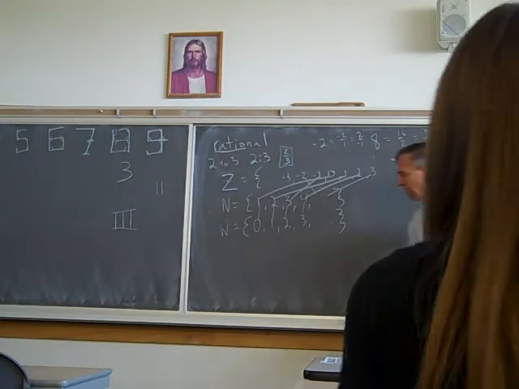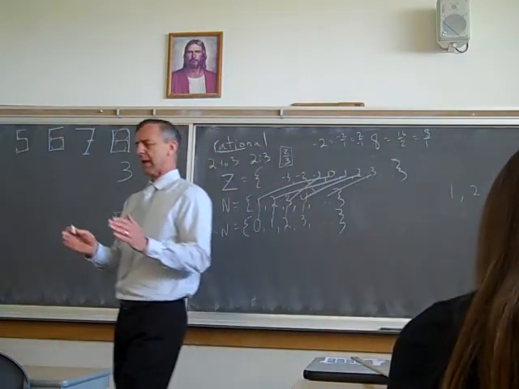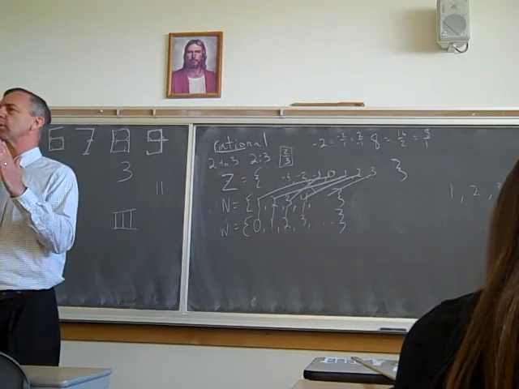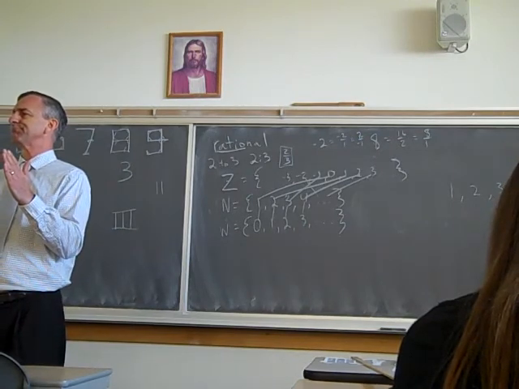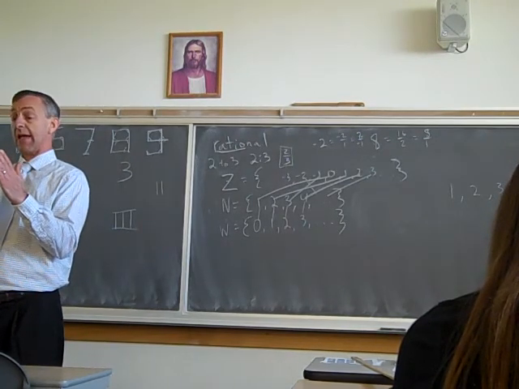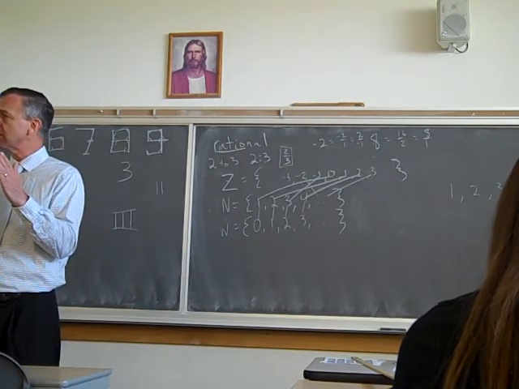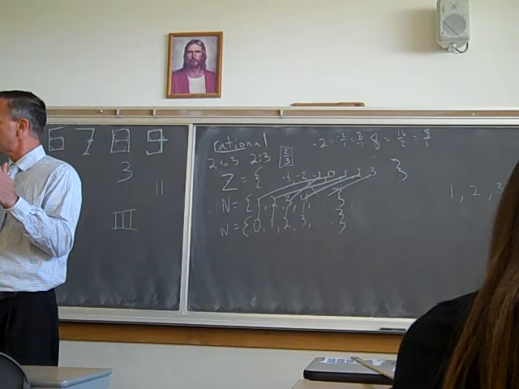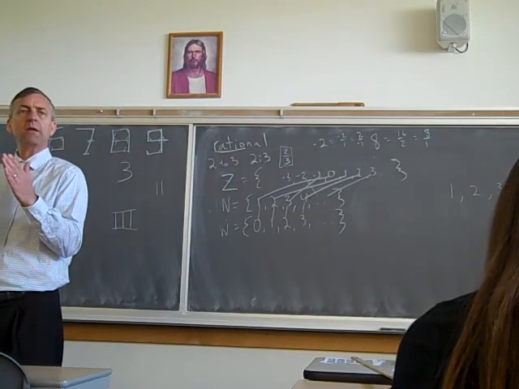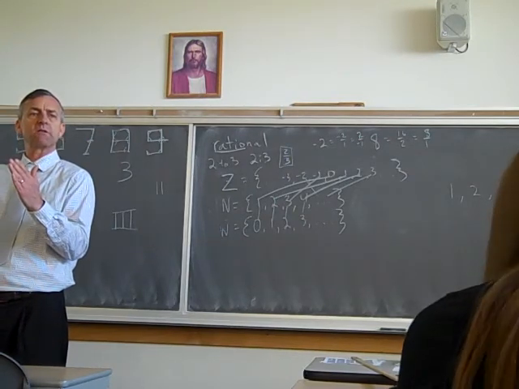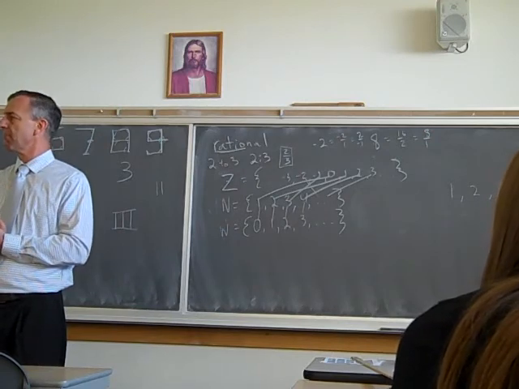So now, how many rational numbers are there between 0 and 1? There's a half, right? And a fourth, and there's 3/4, and a third, and 2/3, and how many rational numbers are there between 0 and 1? Infinite.